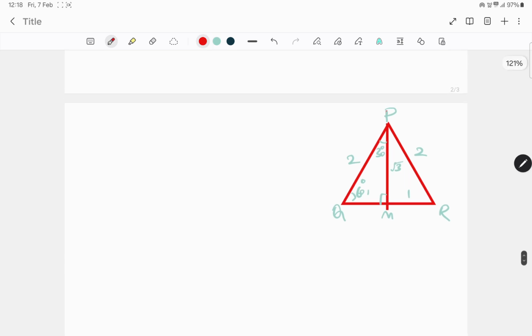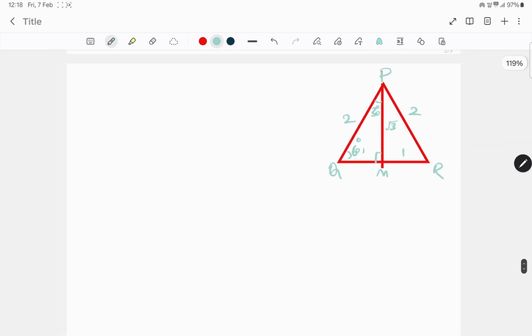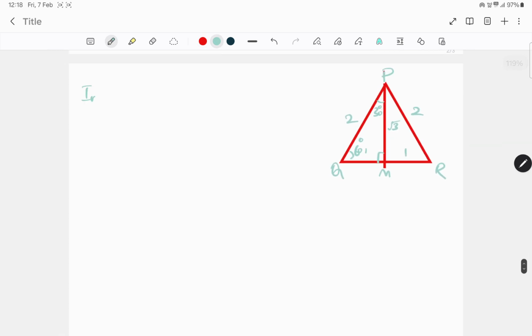Okay, now we will find the 30 degree ratios. Take this angle in the triangle, same PQM. Sine 30 degree is equal to what, for this 30 degree? The opposite side is QM and the hypotenuse is PQ. QM is 1 and PQ is 2. Sine 30 degree is 1 by 2.